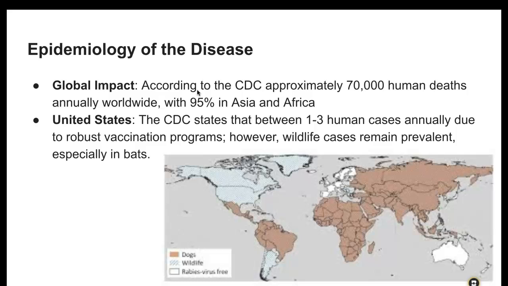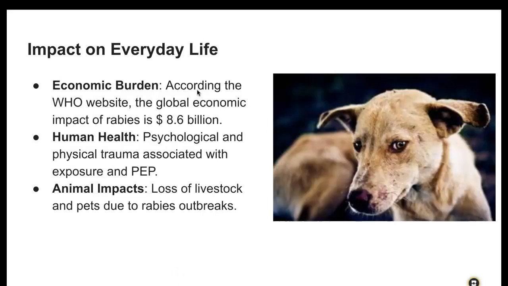Okay, so the global impact, according to the CDC, is approximately 70,000 human deaths worldwide, and 95% of those are in Asia and Africa. In the United States, we're doing a much better job, and the CDC states that we only have 1 to 3 human cases annually, due to robust vaccination programs. But wildlife cases remain prevalent, especially in bats, raccoons, and skunks.